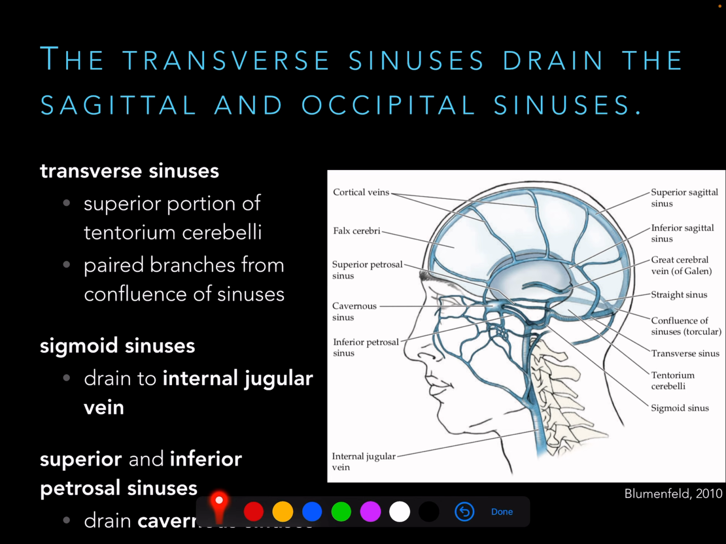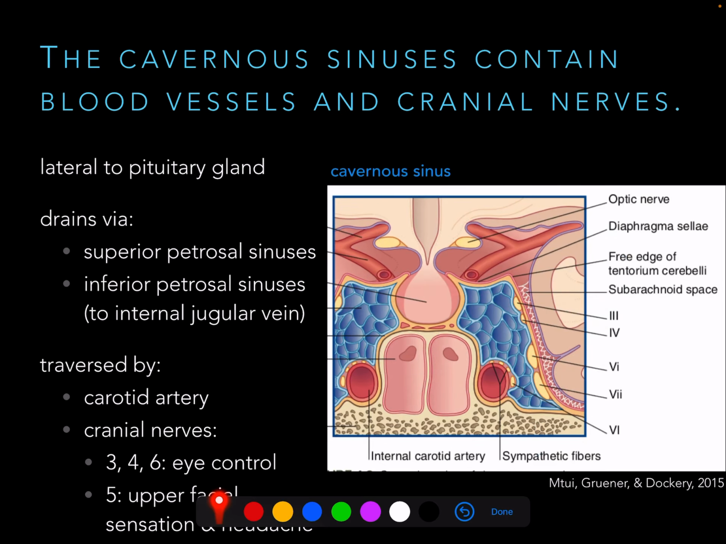Now the internal jugular is also receiving input from the inferior petrosal sinus here, and indirectly from the superior petrosal sinus, which meets up with the sigmoid sinus here. And these two sinuses, the superior and inferior petrosal sinuses, drain the cavernous sinus. Now the cavernous sinus has a number of other structures that we should be aware of.